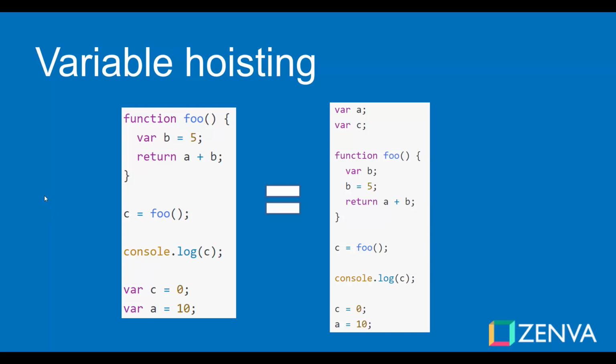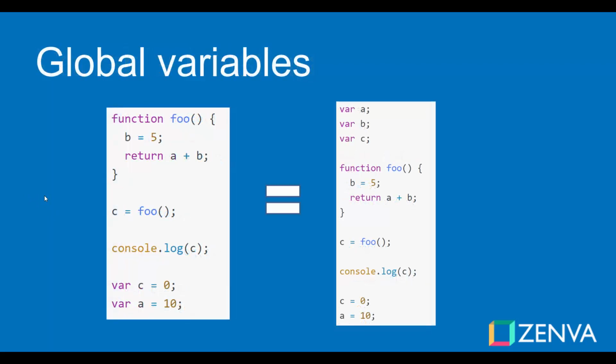Finally, what happens when you assign a value to a variable but forget to add the var or let keywords? For example, if you forget to add var before the b here, if you only do b equals 5 and you don't add var b anywhere in the code, then it will be created as a global variable. Basically, the JavaScript compiler will move its declaration to the top of the file, like here. So this is exactly the same as declaring a, b, and c in the beginning of the file.